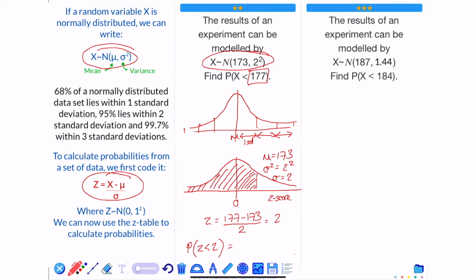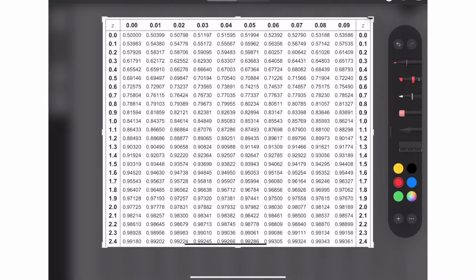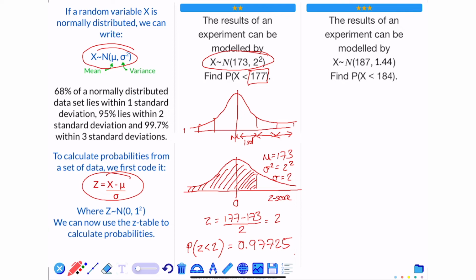I now need to work out what the probability of z being less than 2 is. And to do this, I use our normal distribution table. From the table, I can see that for a z value, which is 2.00, the probability, the area underneath the graph, is 0.97725. This is the final answer to this question.